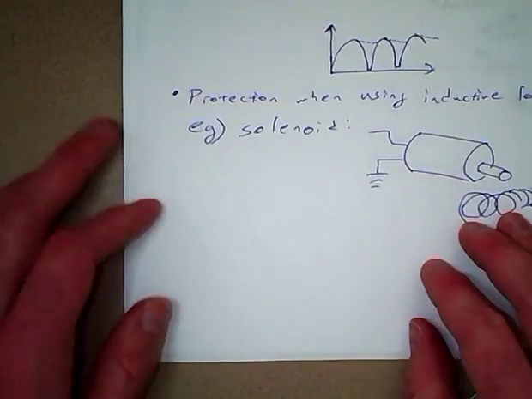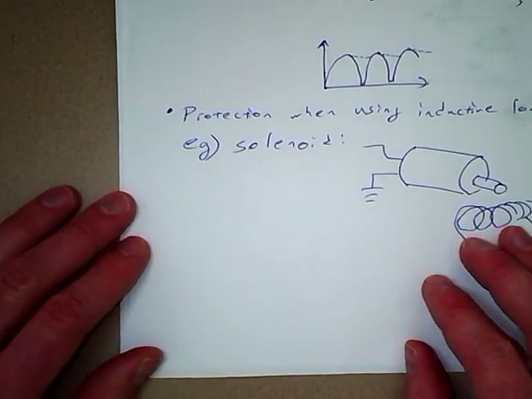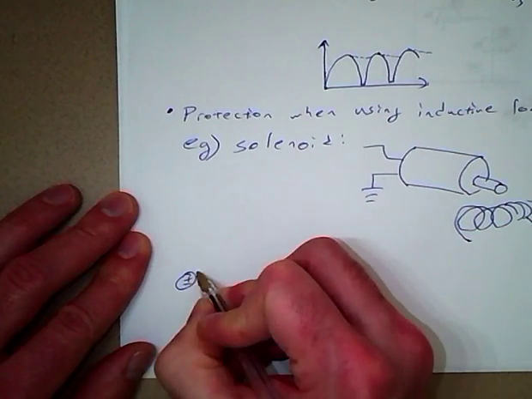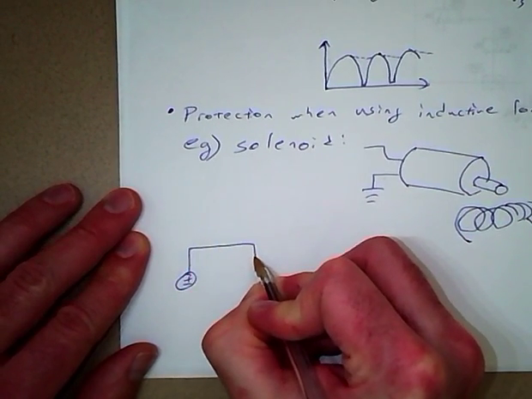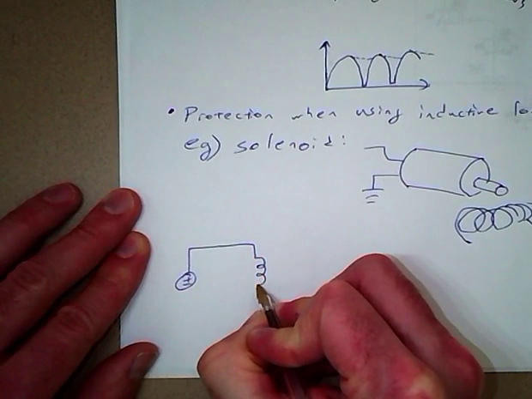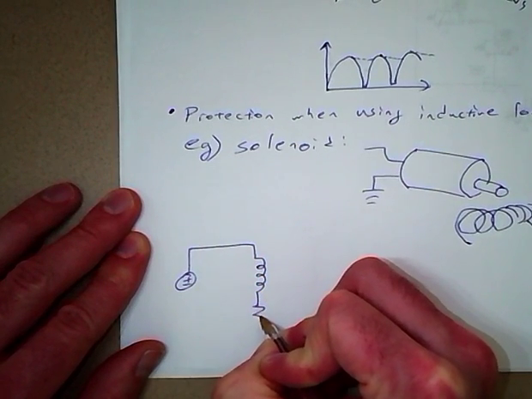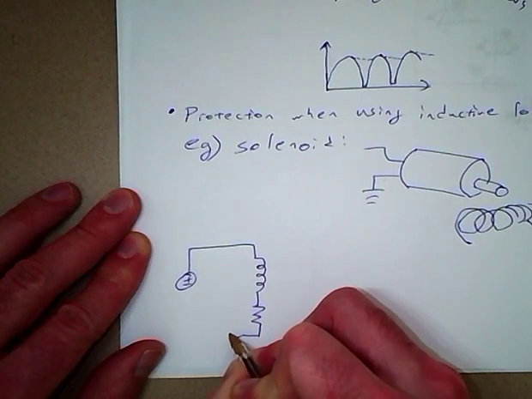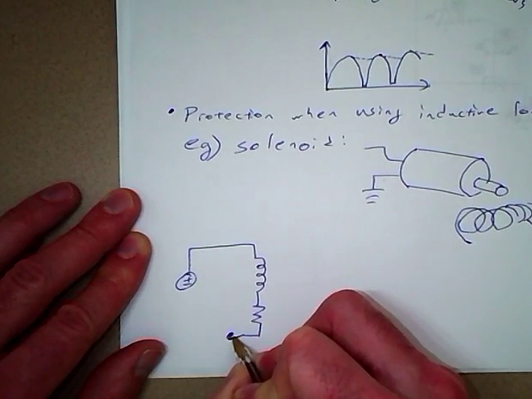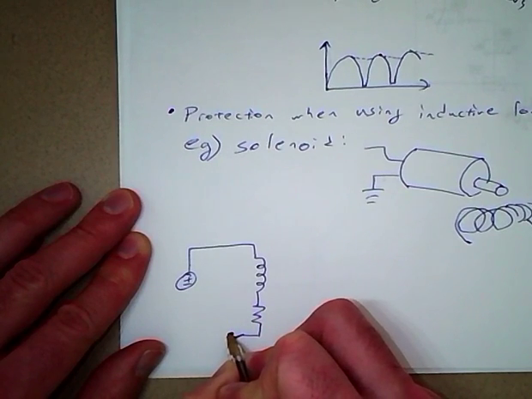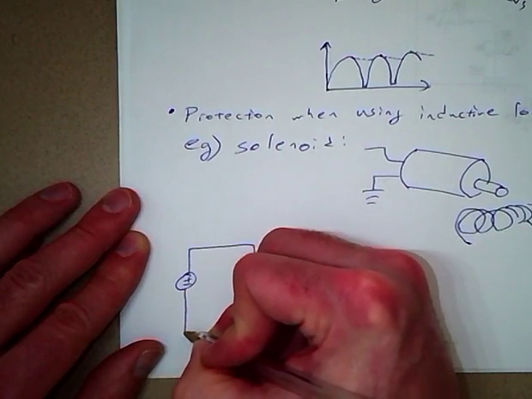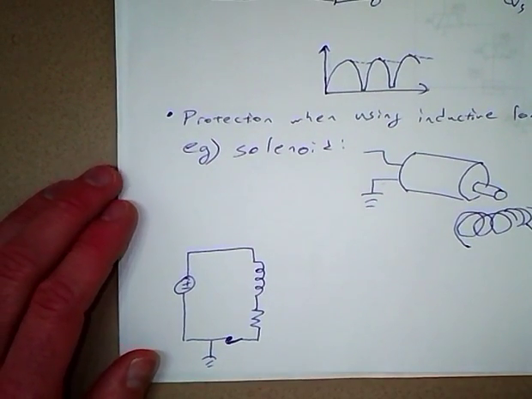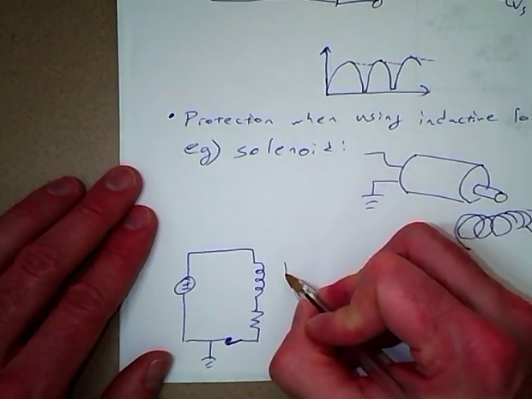So here's a circuit showing an inductive load. Another example for an inductive load would be a DC motor. So say we've got a switch here. So when the switch is closed, there's high steady state current.